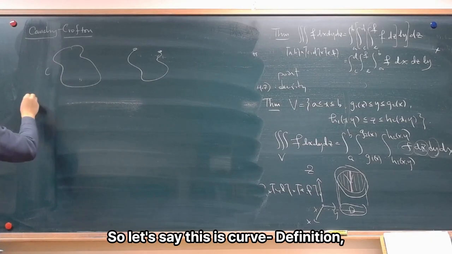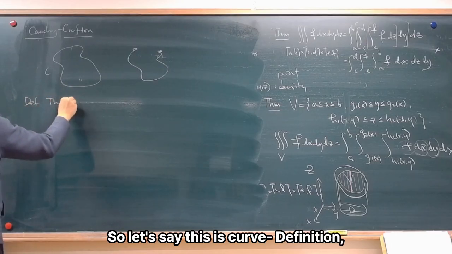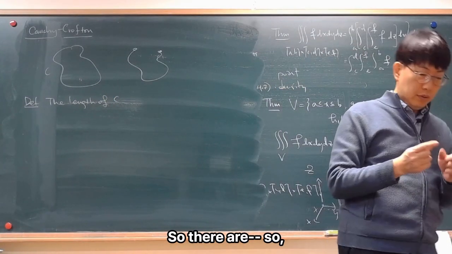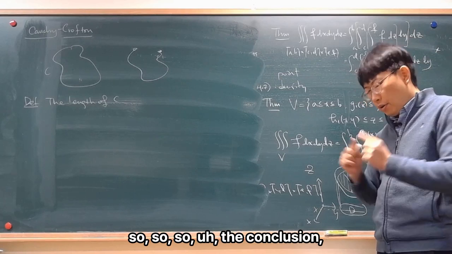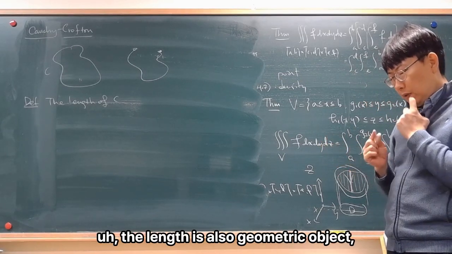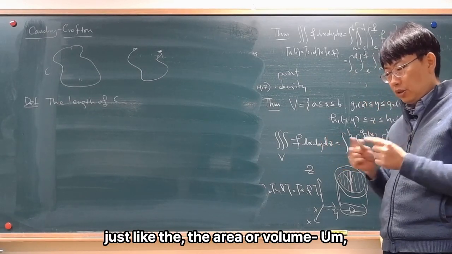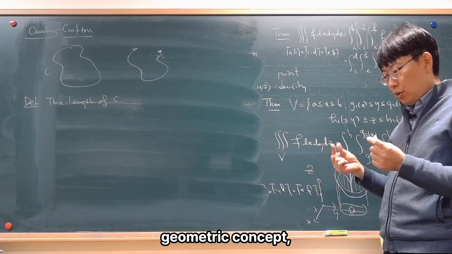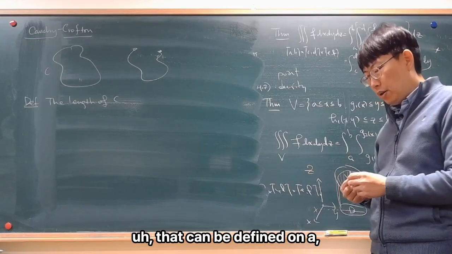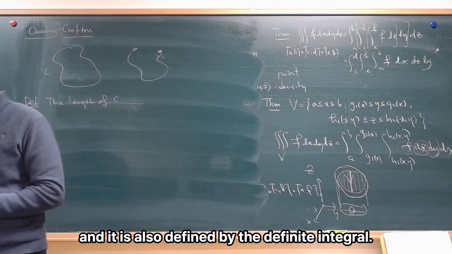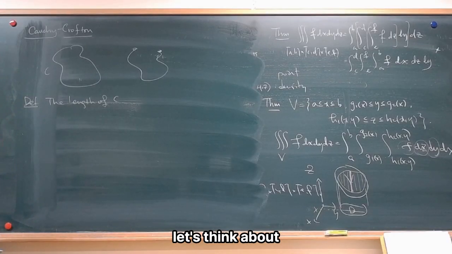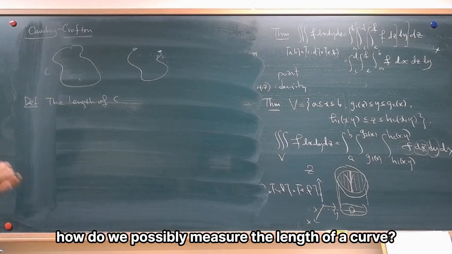So let's say this is a curve. Definition: the length of C, what is it? If I spoil the conclusion, the length is also a geometric object, just like the area or volume. It's an invariant geometric concept that can be defined on a geometric object, and it is also defined by a definite integral.